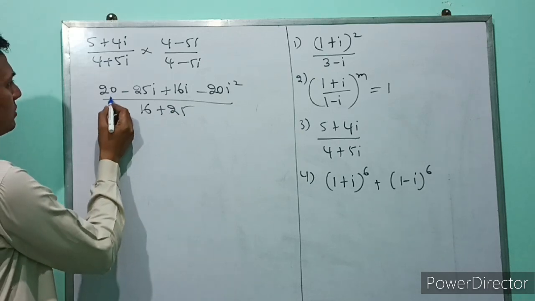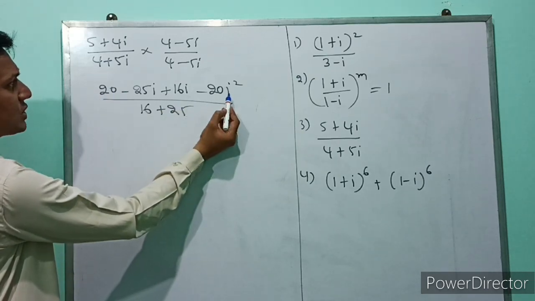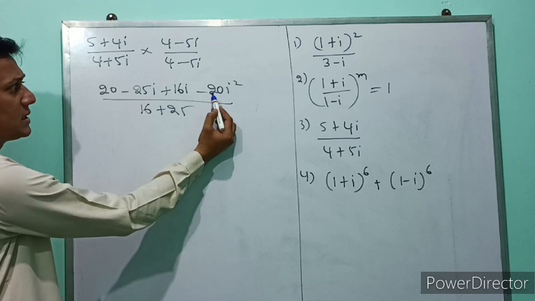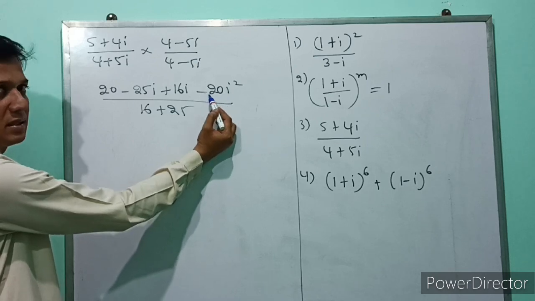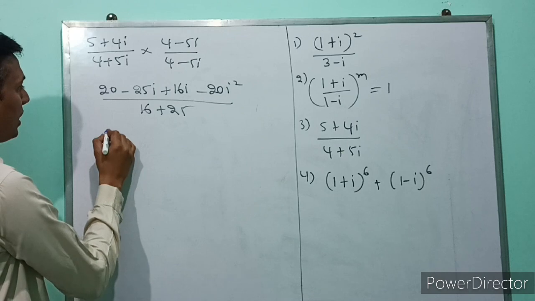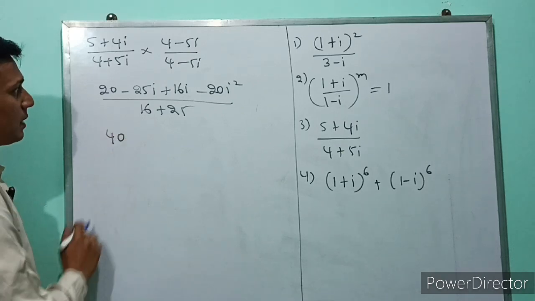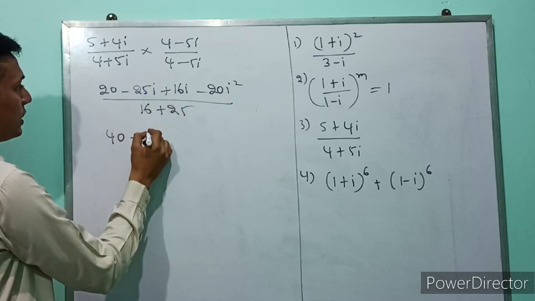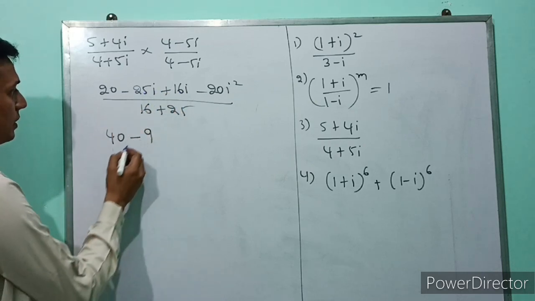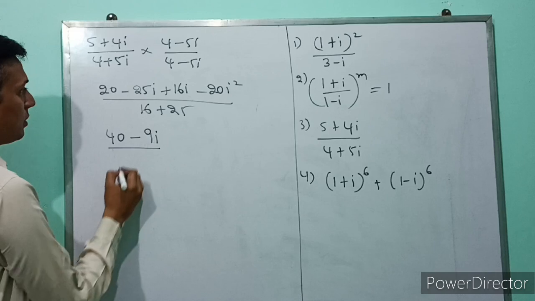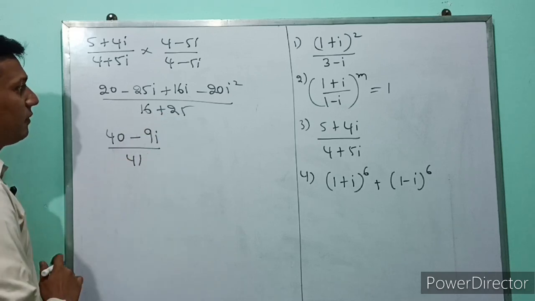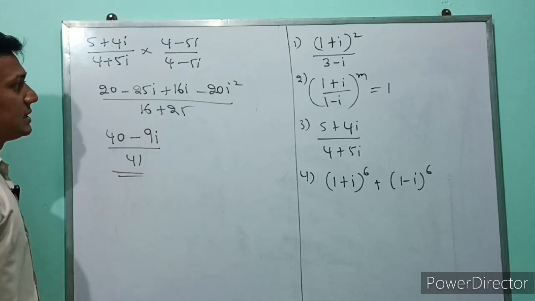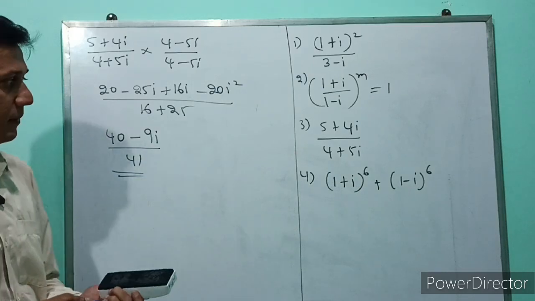So now, like terms. Which will be the like terms? i square value is minus 1. So minus 1 into minus, plus, that means plus 20, here 20, it will become 40. Here the subtraction between these two, 16 minus 25, is minus 9i. So the denominator will be 41. So this is going to be the simplification of the third one.